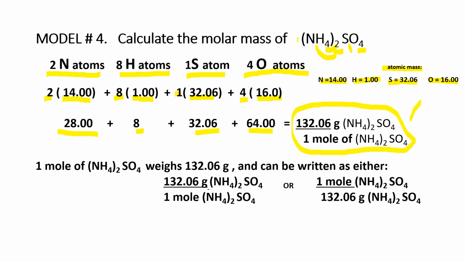It means that 1 mole of ammonium sulfate weighs 132.06 grams, and it can be written as 132.06 grams ammonium sulfate per 1 mole, or 1 mole of ammonium sulfate per 132.06 grams ammonium sulfate.